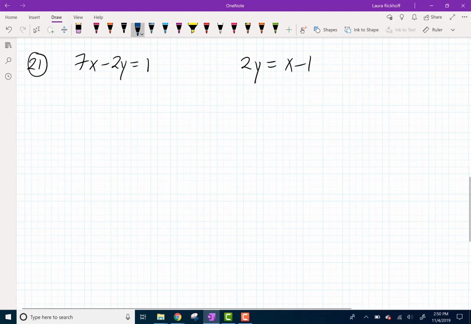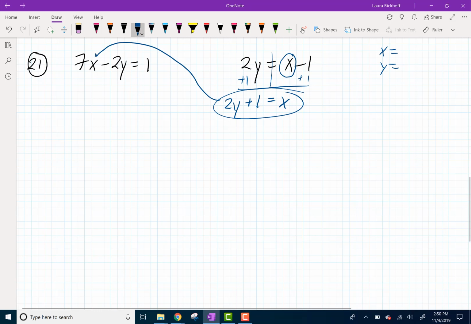Okay, so again, we want to get either x alone or y alone first. I notice this guy is an easy target. He's just all alone and lonely. He has no coefficient. He's going to be easy to isolate. So if I just add 1 to both sides, swing this guy over here, I'm going to get that 2y plus 1 equals x. And then I'm going to substitute that in for the x in that guy.